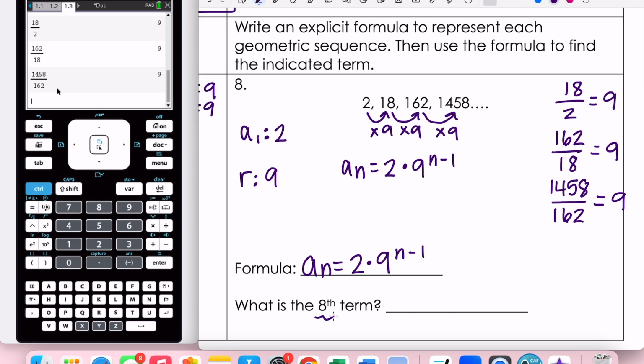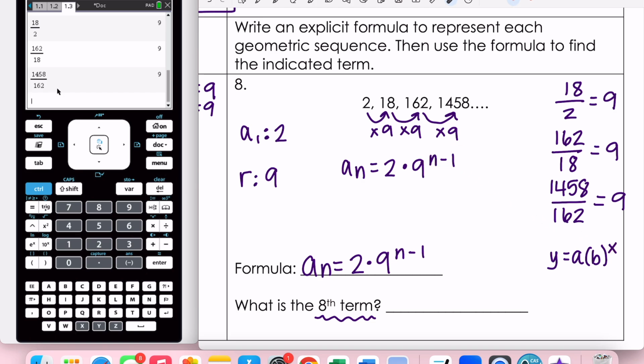Now we want to go ahead and find the 8th term. Before we find the 8th term, I hope that you have realized that this looks oddly similar to the exponential growth and decay functions that we have been looking at. This looks an awful lot like y equals a times b raised to the power of x. The only difference here is that instead of x, this says n minus 1.